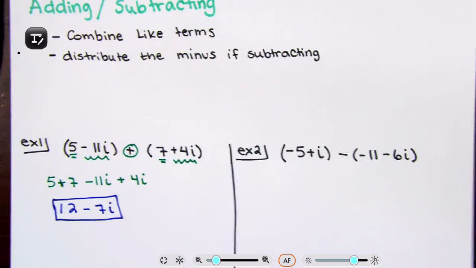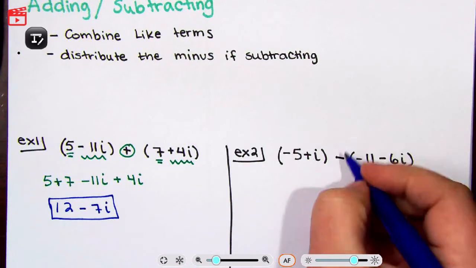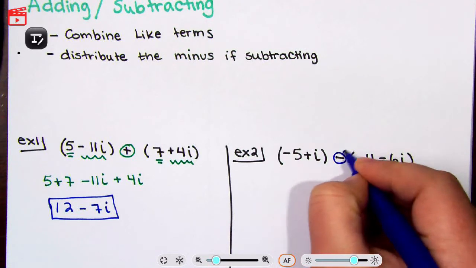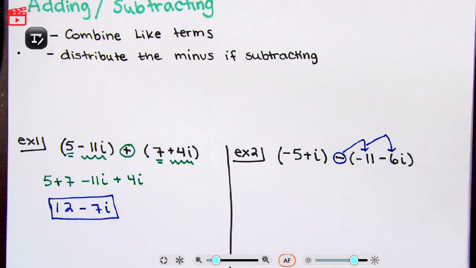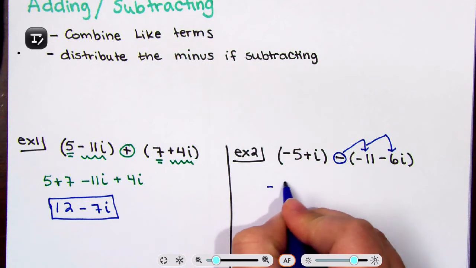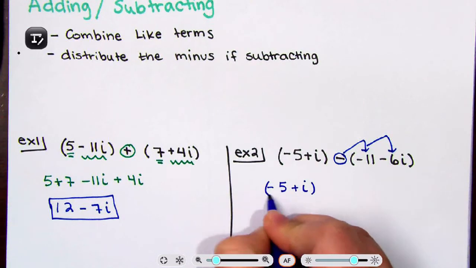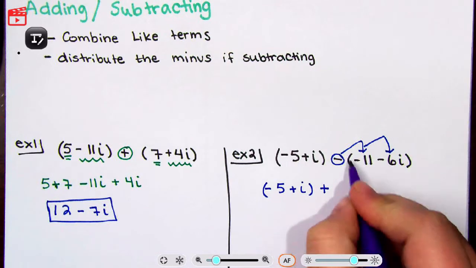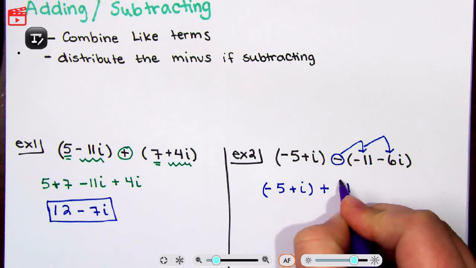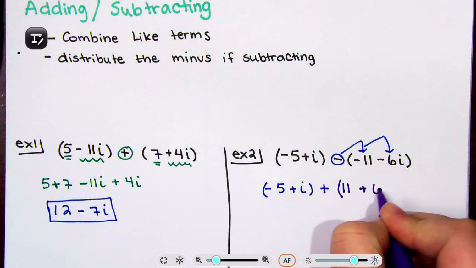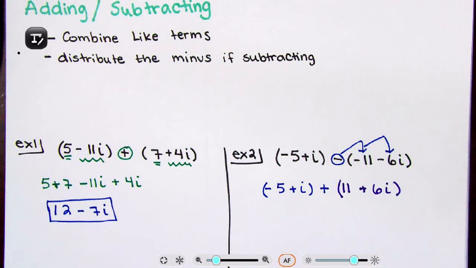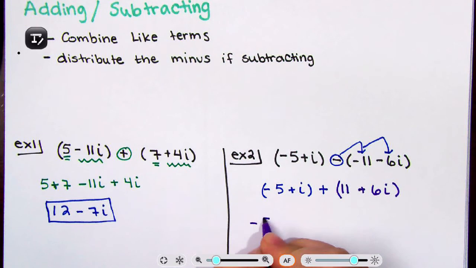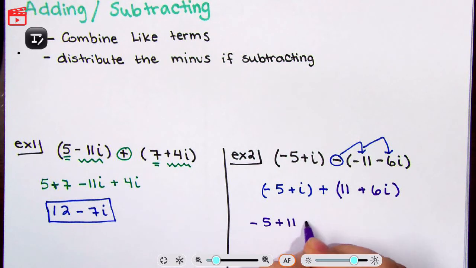Let's do that again for subtraction. Now, with subtraction, just like when we were dealing with polynomials, you are going to distribute your negative onto each term, flipping the symbol. So what you really have is not a subtraction problem. You really have an addition problem that's kind of been hiding. So now we have a positive 11 and a positive 6i. Now that you have addition, just like in the previous problem, let's combine like terms. So I have -5 and 11, and I have 1i and 6i's.